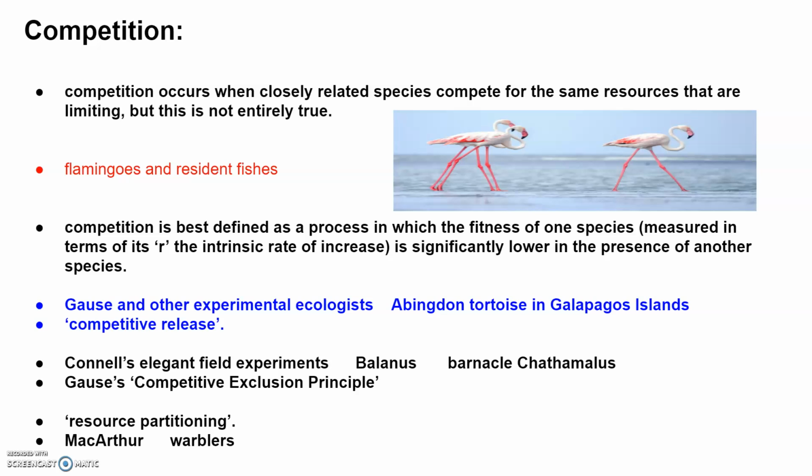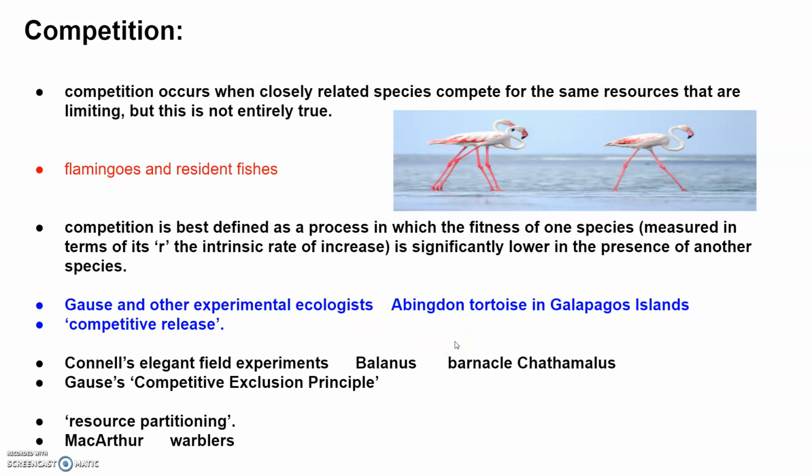So competition is best defined as a process in which the fitness of one species, measured in terms of r, the intrinsic rate of increase, is significantly lower in the presence of another species. It is relatively easy to demonstrate in laboratory experiments, as Gause and other experimental ecologists did, that when resources are limited, the competitively superior species will eliminate the other species. But evidence for such competitive exclusion occurring in nature is not always conclusive.